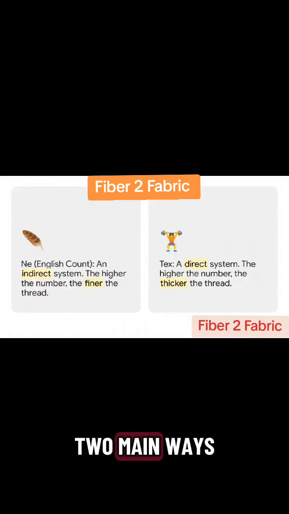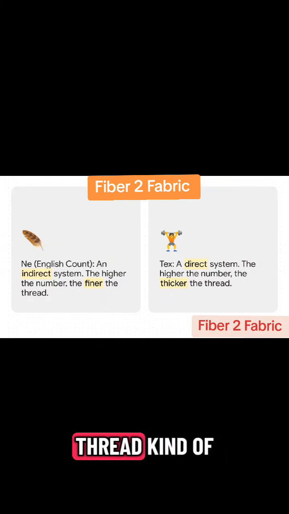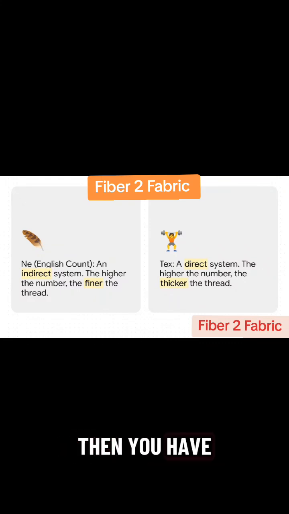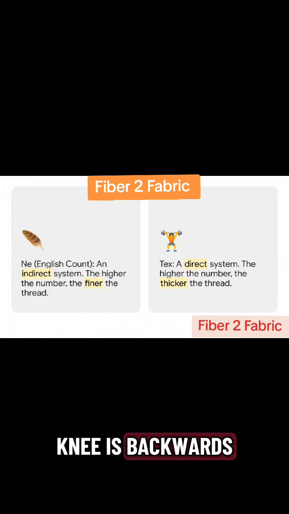So there are two main ways to measure how thick a yarn is, Ne and tex. Now, Ne, which is the English count, is an indirect system. This is the tricky one. It means the higher the Ne number, the finer the thread. Kind of backwards, right? Then you have tex, which is a direct system, so it's way more straightforward. The higher the tex number, the thicker the thread. Remembering that Ne is backwards is honestly the key to cracking this whole thing.